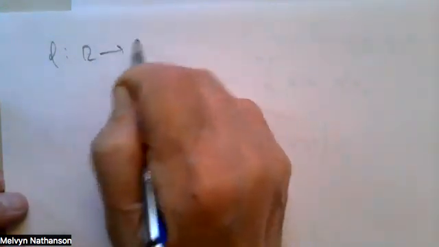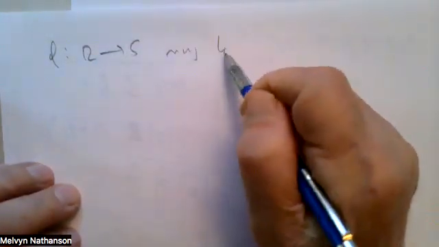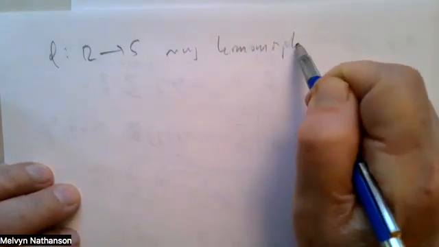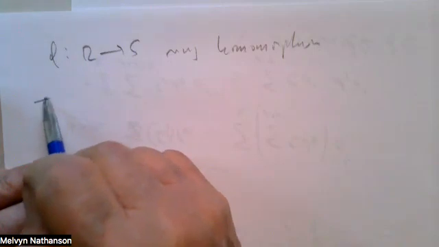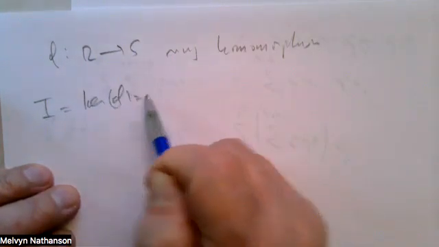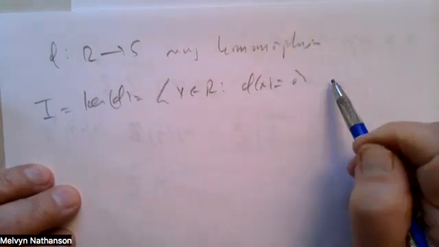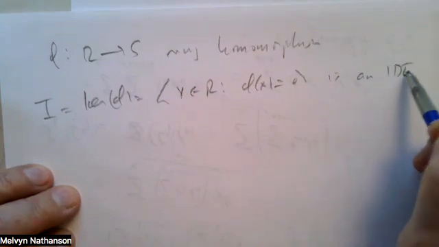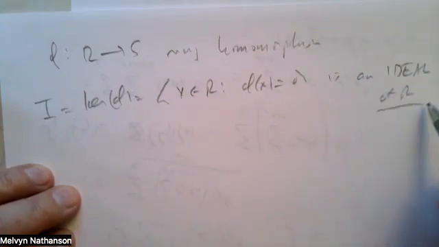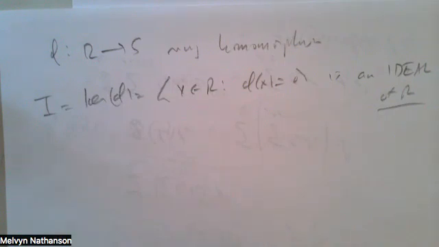Let's recall, if we have phi from R to S, a ring homomorphism, then I, the kernel of phi, which is all x in R such that phi of x is 0, is an ideal of R. It's an additive abelian subgroup, which is closed under multiplication from the right or the left, right?